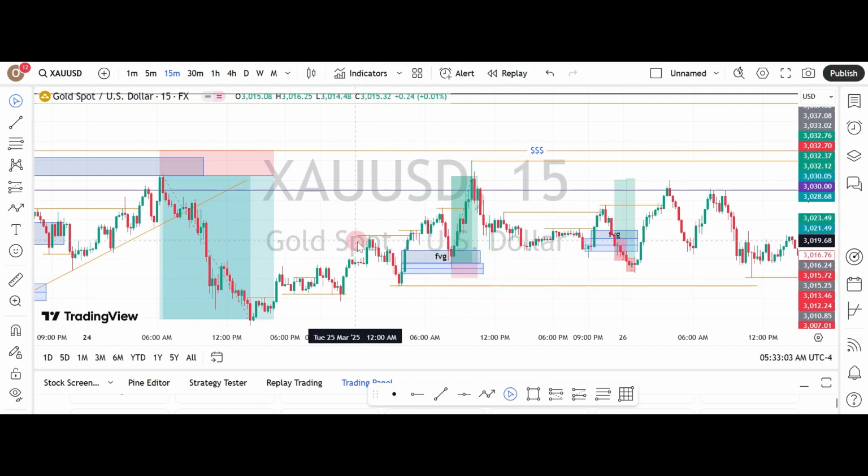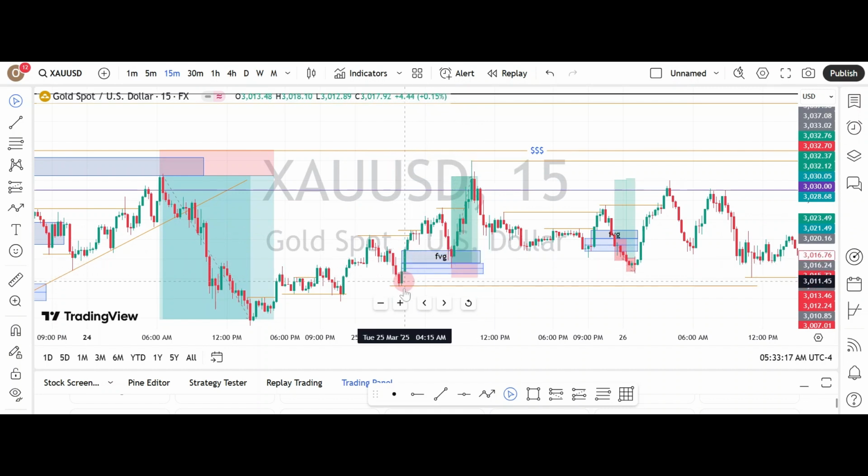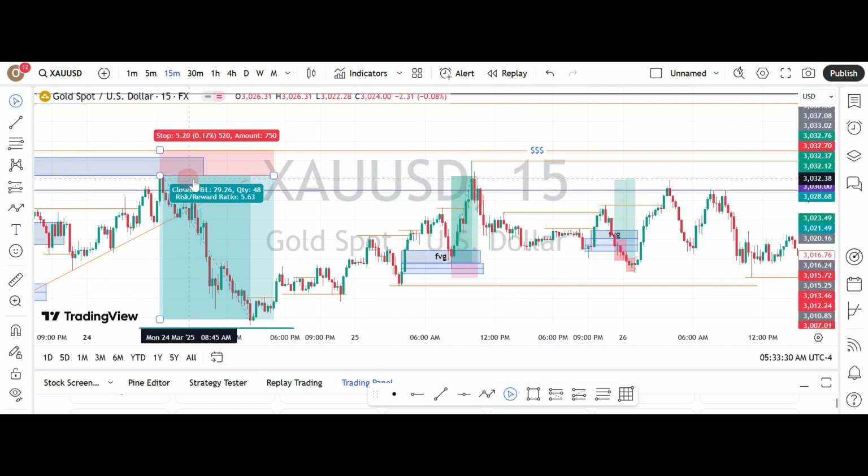I know that after breaking this structure here, the BOS, I just have to set my entry here, and this is liquidity the price is supposed to sweep down, this small liquidity here. So I set my entry on this candle, this imbalance here, and put my stop loss somewhere around there. I did the analysis on that day and put this as my take profit zone.